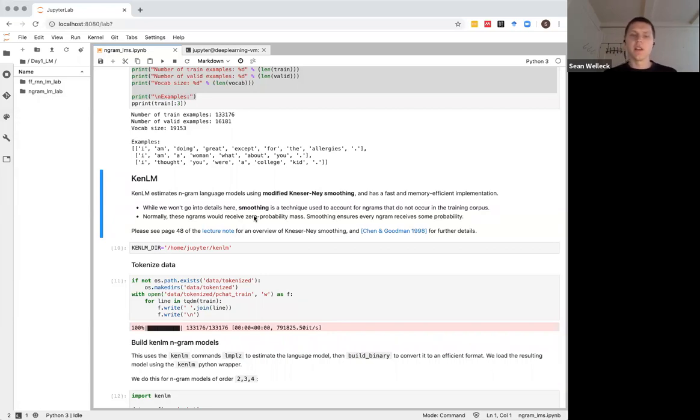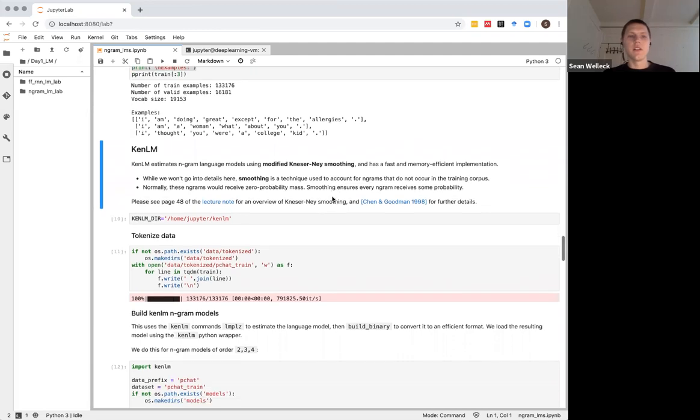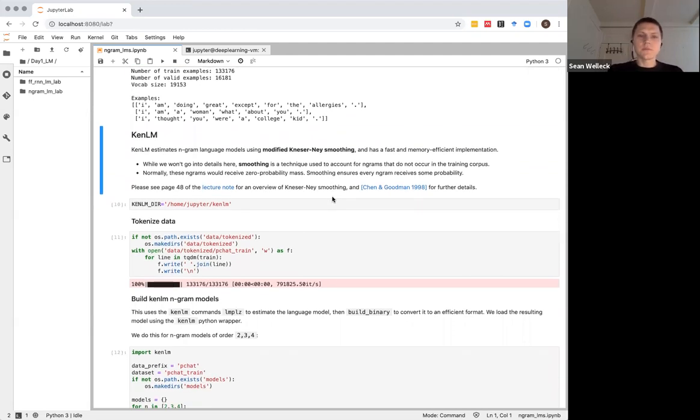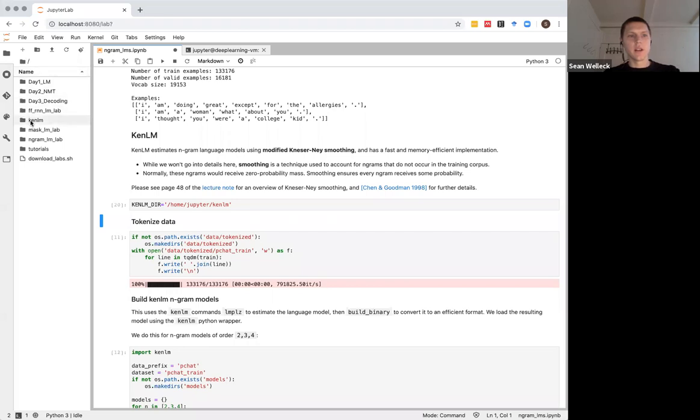But with all of that said, we can still use smoothing. So we're going to use this package called KenLM, and this is a well-optimized, well-developed n-gram language model, and it implements something called modified Kneser-Ney smoothing. Now with that said, if you were able to follow along with the installation instructions above, then you should have this directory called KenLM. In my case, if I look here, I have this directory called KenLM.